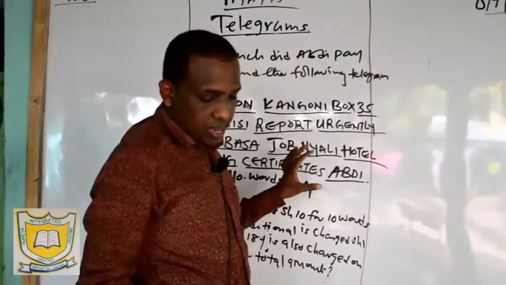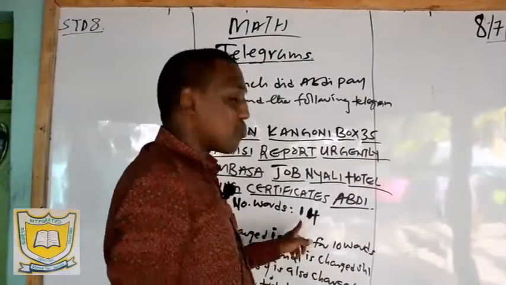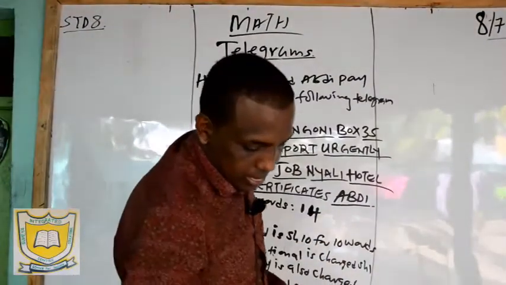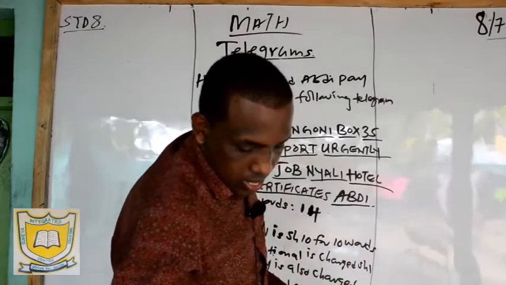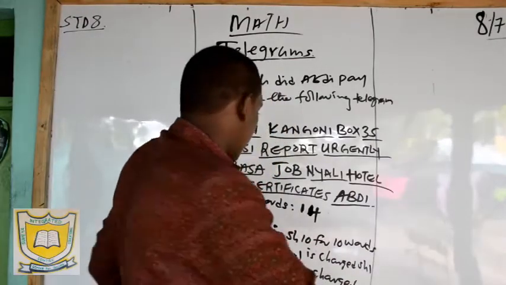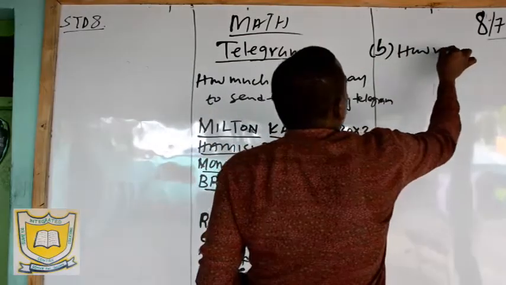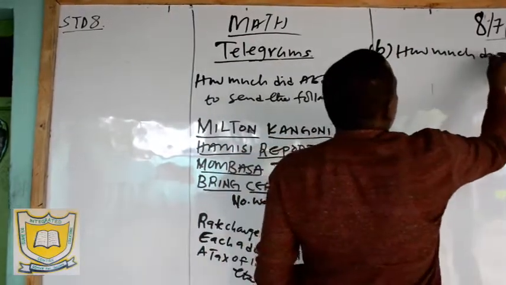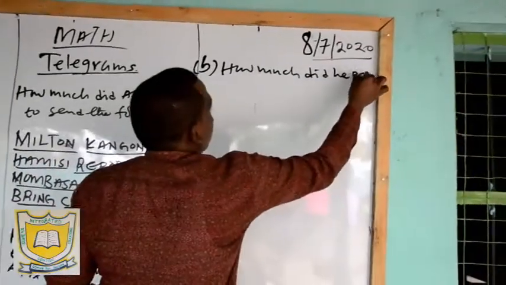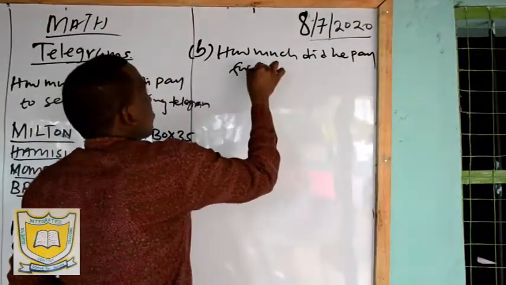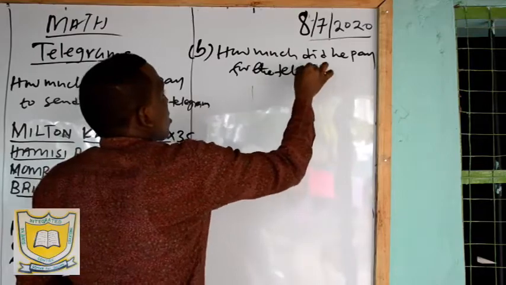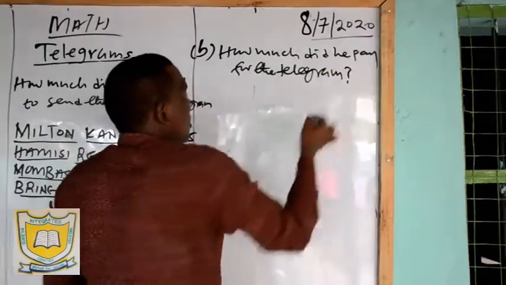Question A was to find the number of words. The number of words is 14, and we have already answered that. Question B: how much did he pay for the telegram?